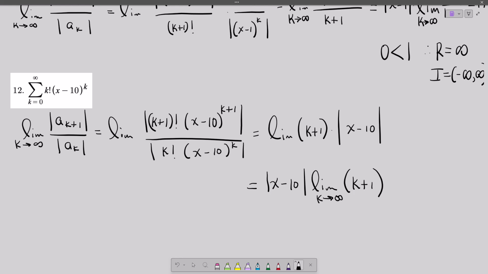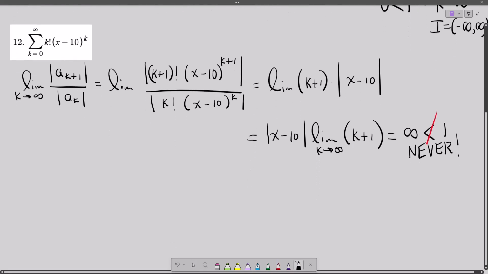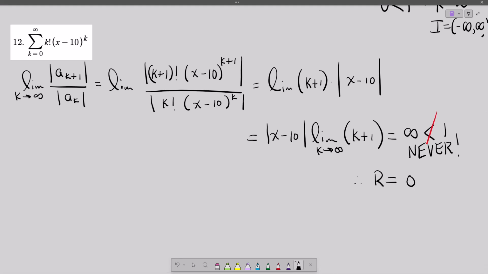And what is the limit of k plus 1 as k goes to infinity? Infinity. So we're here. And then we ask ourselves what we ask ourselves every single time we apply the ratio test. When is that less than 1? Never. Infinity is never less than 1. So you can put a line through it. That means that the radius of convergence is 0. The only number for which it converges is the center.